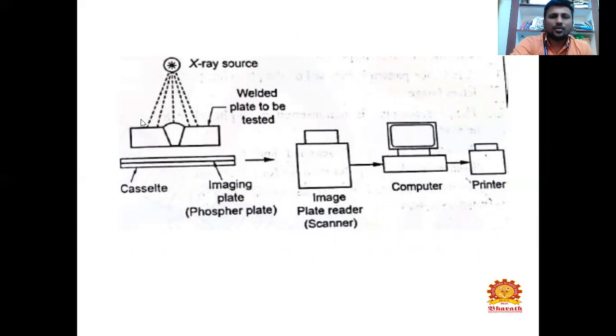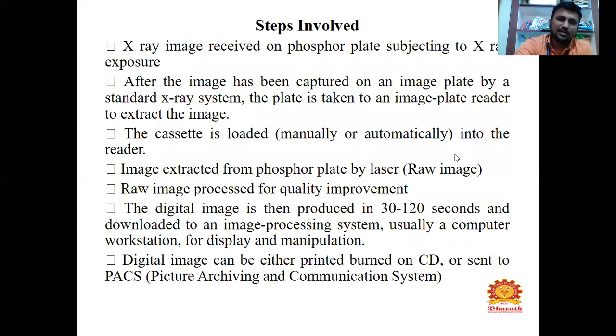This is the welded plate to be tested, and this is the X-ray source. The X-rays pass through the tested plate, and below that we have a cassette, that is the image plate. Then the data is processed by the image plate reader, like a scanner, and the scanner is connected to a computer and printer, used to recheck whether there is a defect and how much it is involved.